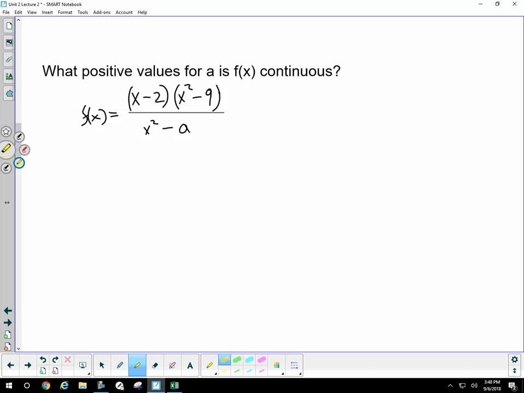This is a tricky question. I wanted us to look at this question. You may see it in the future. For what positive values of a is f of x continuous? Why don't you discuss this one with your neighbors? Can you figure out a value for a that's positive so that this function is continuous everywhere? Go ahead and discuss.